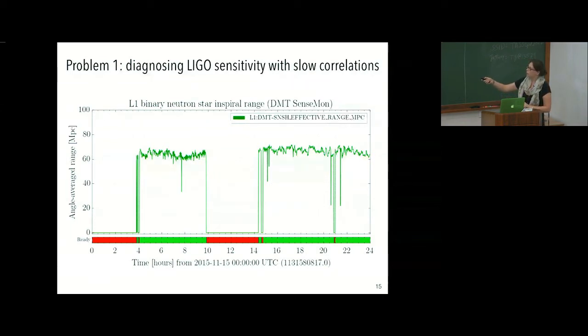So this inspiral range for a binary neutron star source is the distance out to which we could see a binary neutron star for one particular detector, averaged over all orientations and sky positions. That's what this number means, and it does encompass the most important aspects of our sensitivity in terms of the frequency content.